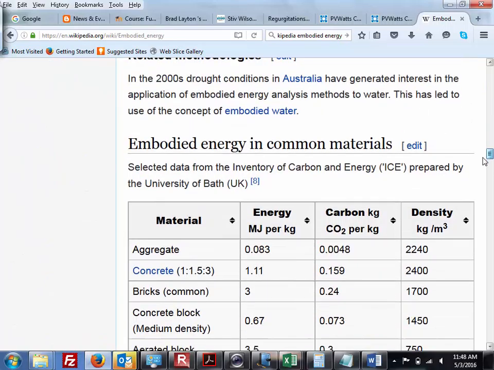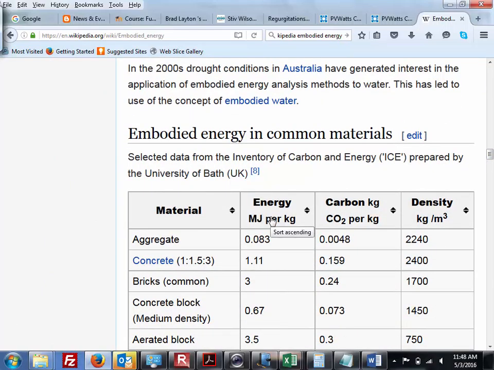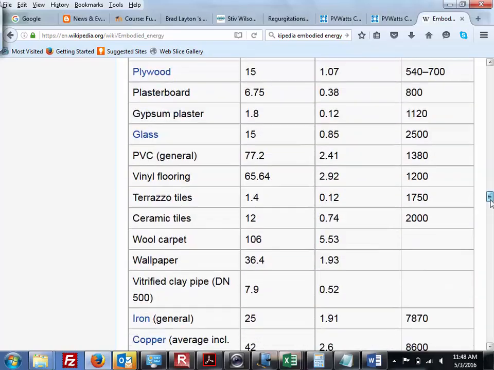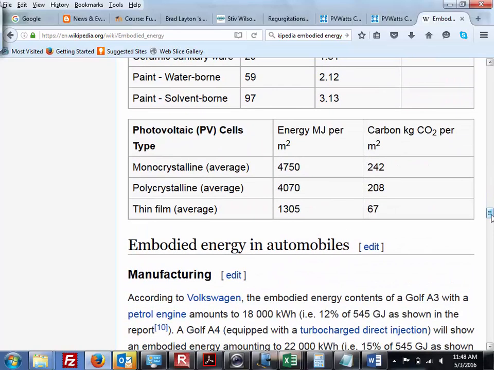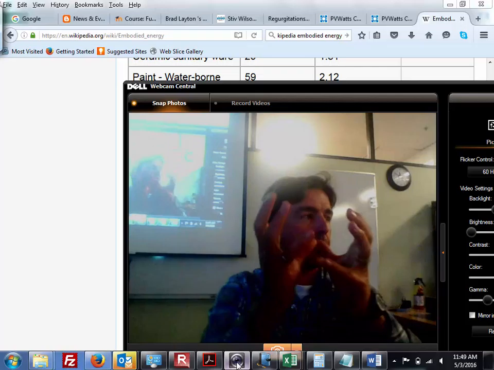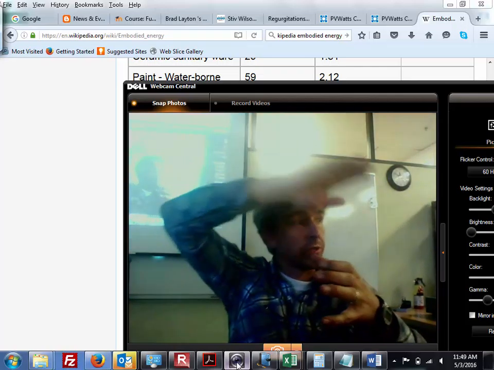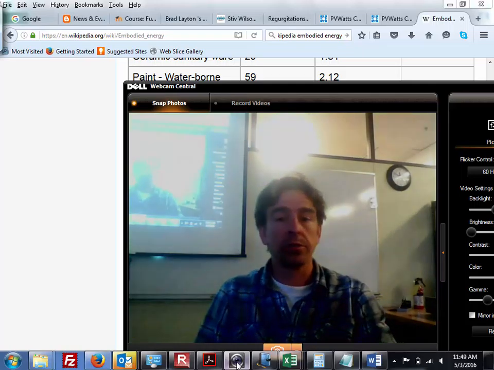Okay. So megajoules per kilogram is the typical metric for embodied energy. They're also looking at how much CO2 gets cranked out every time one of these things gets made. It's funny, though. You go down here to PV cells, and it's different. It's given in megajoules per square meter. But as we all know from this course, the typical means of making, you're growing these giant crystals and then you're slicing them into little wafers.